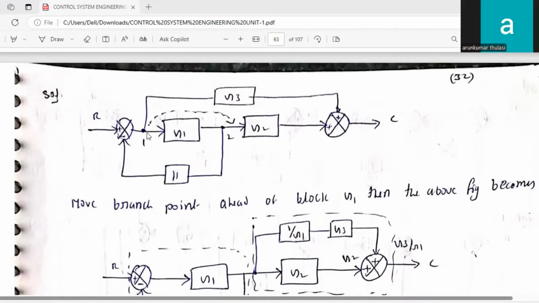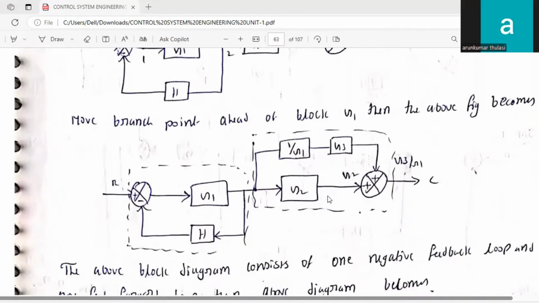So I'm moving this branch point from here to here. Already it has the gain value G3. If it is moved ahead of G1, the gain value is additionally multiplied by 1 by G1. Already we discussed this in the rules. So this is the gain value of this path, modified after moving this branch point from here to here. Now we have the feedback loop and we have to eliminate it.